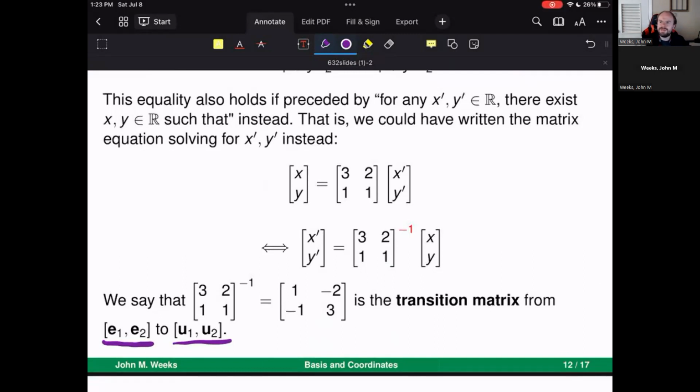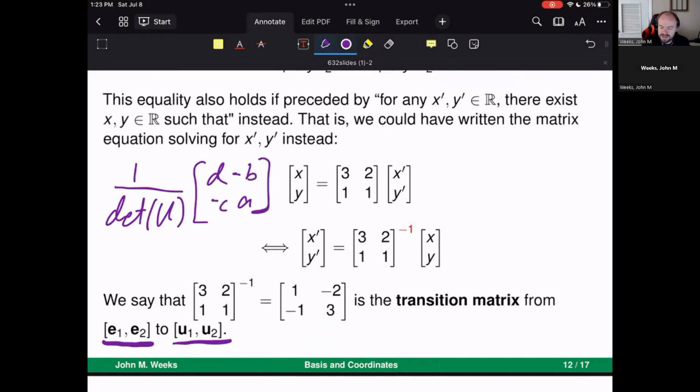Now, remember how you find the inverse of a 2 by 2 matrix. You divide by the determinant of your matrix, I'll call it U for today. Then you write it such that the diagonal elements are switched in their position, and the off-diagonal elements have minus signs in front of them. This is for finding the inverse of the matrix U, which is given in this form, A, B, C, D. So this is our equation for finding U inverse. Again, we divide by the determinant, switch the diagonal elements, and negate the off-diagonal elements.